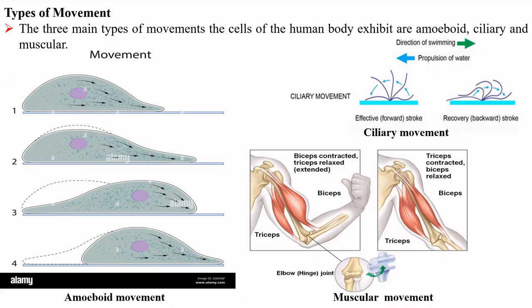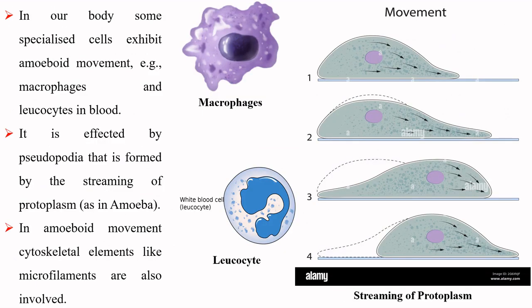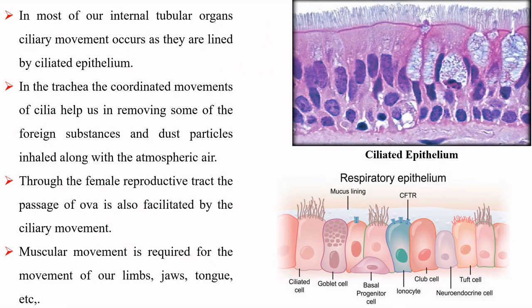Types of movement. The three main types of movement the cells of the human body exhibit are amoeboid, ciliary, and muscular. In our body, some specialized cells exhibit amoeboid movement, for example macrophages and leukocytes in blood. It is affected by pseudopodia that are formed by the streaming of protoplasm. In amoeboid movement, cytoskeletal elements like microfilaments are also involved.